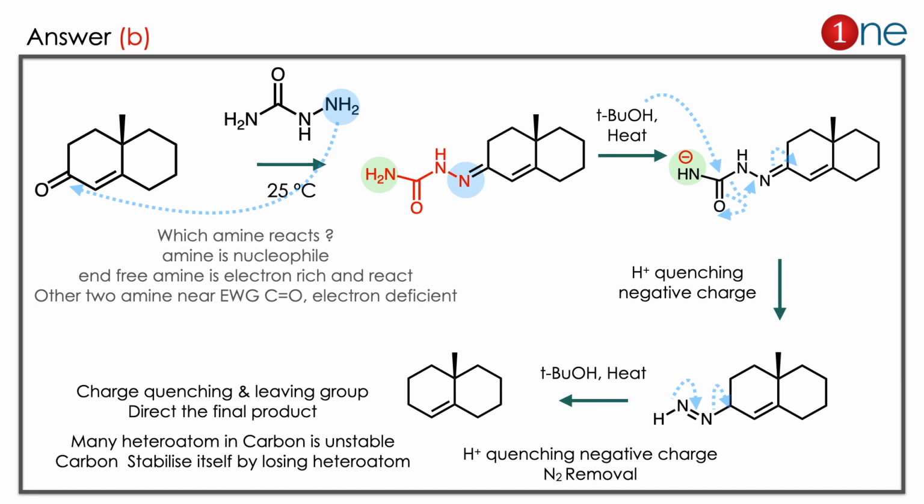The whole reaction is directed by charge quenching and the leaving group. Many heteroatoms on the carbon is unstable. That's why in the present system the carbonyl is trying to force it away. Here you have to learn two things. One is if there are multiple similar groups, you have to decide which one reacts. Here, based on electron density, we decide it is the free amine not attached to the carbonyl. Second, if you have charge and a good leaving group, always think of removal and the final stabilized product. Here the stabilized product is the alkene.